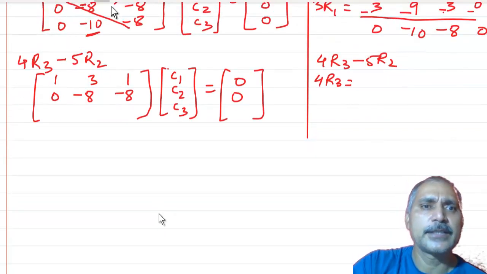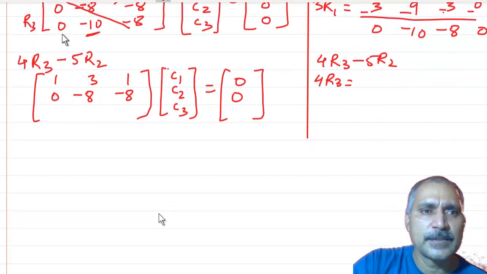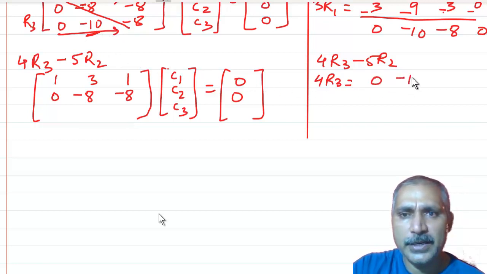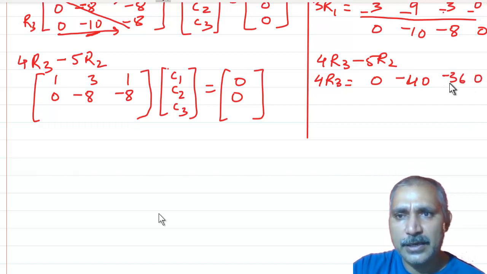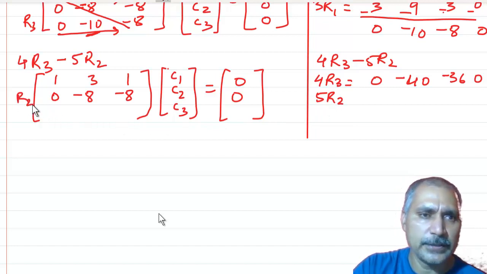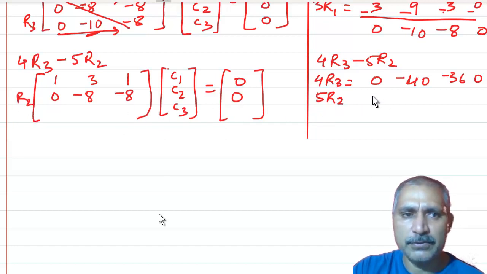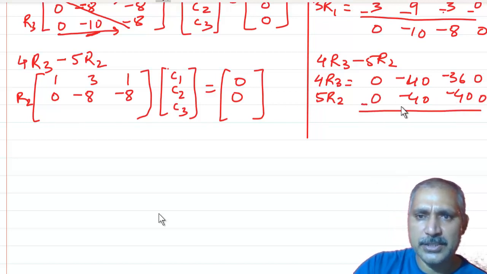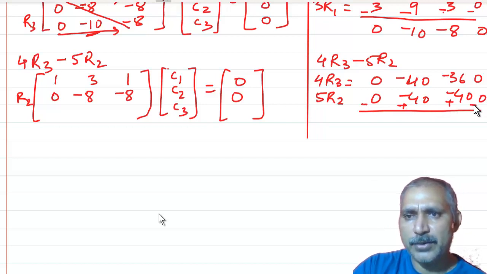4 times R3. R3 we will be multiplying by 4. So here, this is R3. So we will be multiplying this by 4. So it is going to be 0, minus 40, 8 into 4 is 32, that is minus 32 and 0. And 5 times R2, this is the R2 row, we will be multiplying this by 5, so 5 0 is 0, 5 8 is 40 with the minus sign, again 5 8 is 40 with the minus sign, and here it is 0. We are subtracting, so the signs will change, this will become positive, this will become positive, this will become negative.